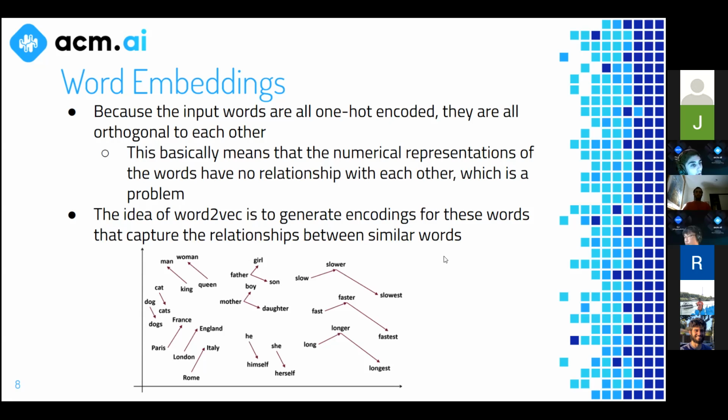So for example, the word food and the word baguette should be somewhat related to each other, because a baguette is a type of food, right? But if all of the vectors are orthogonal to each other, that means none of the words have any relationship with each other.